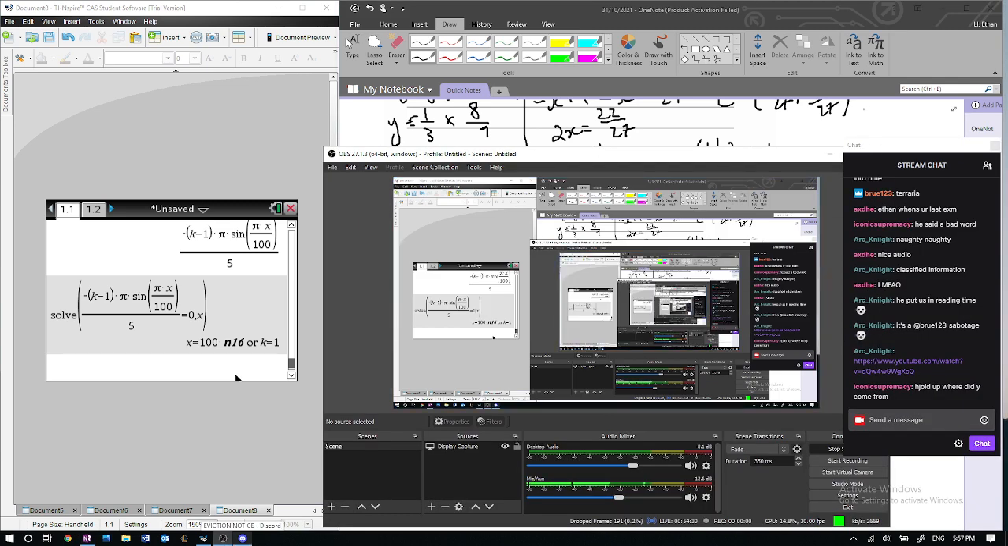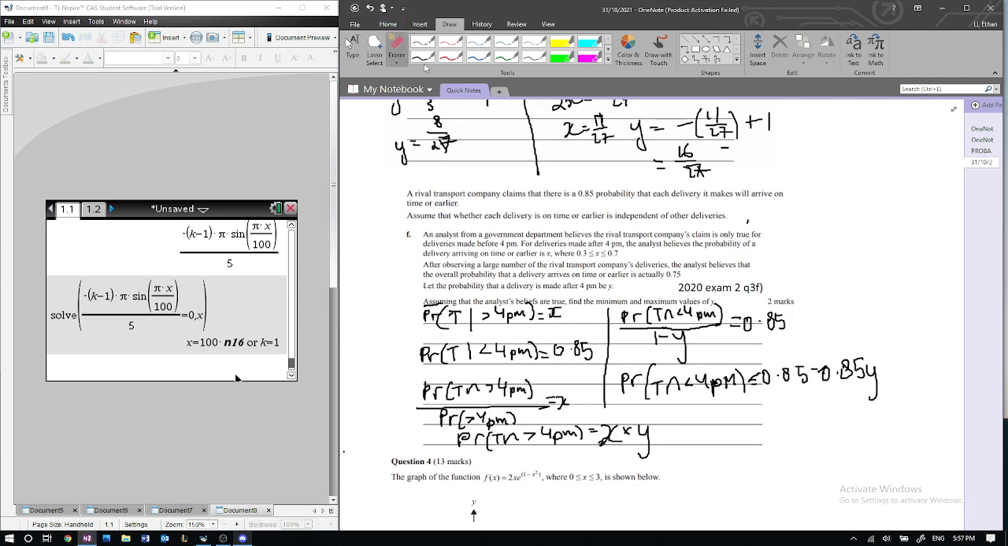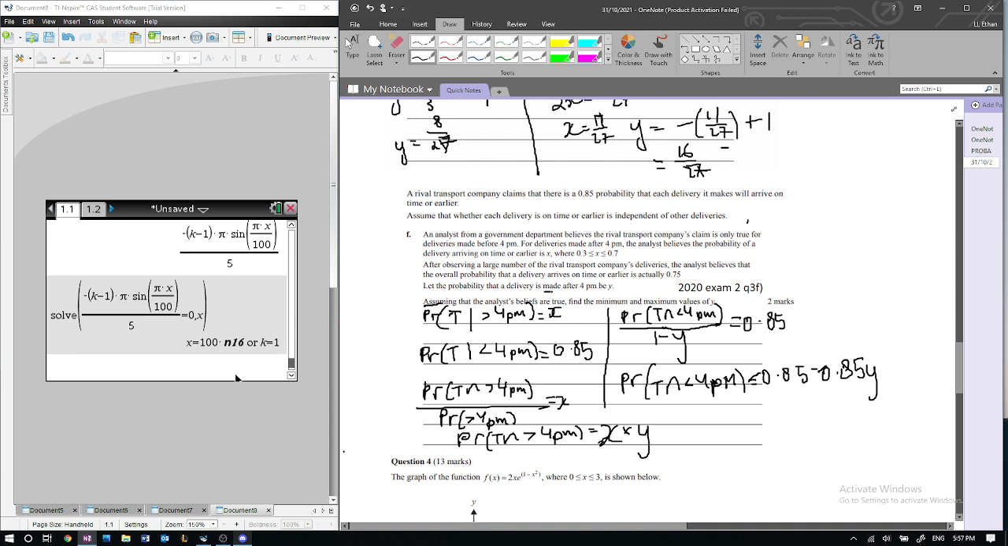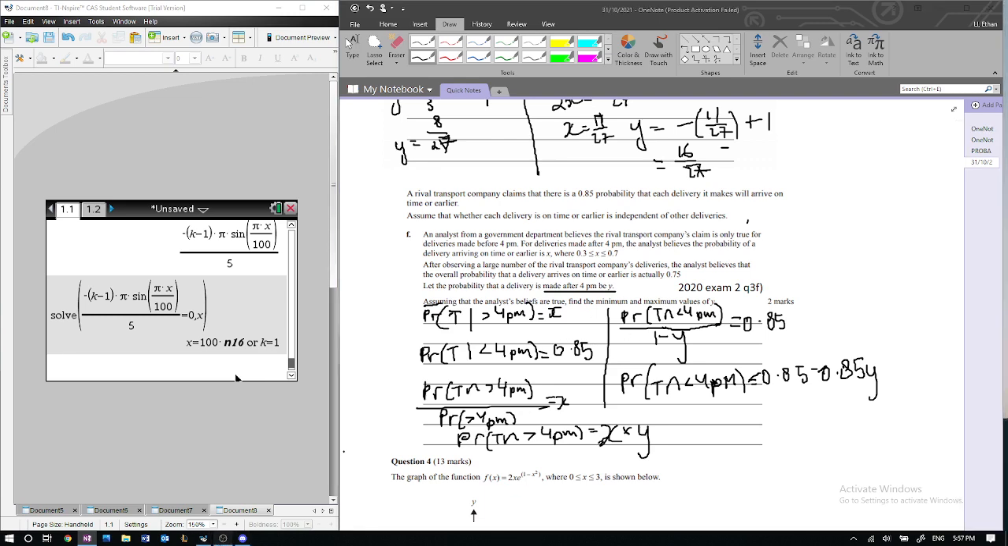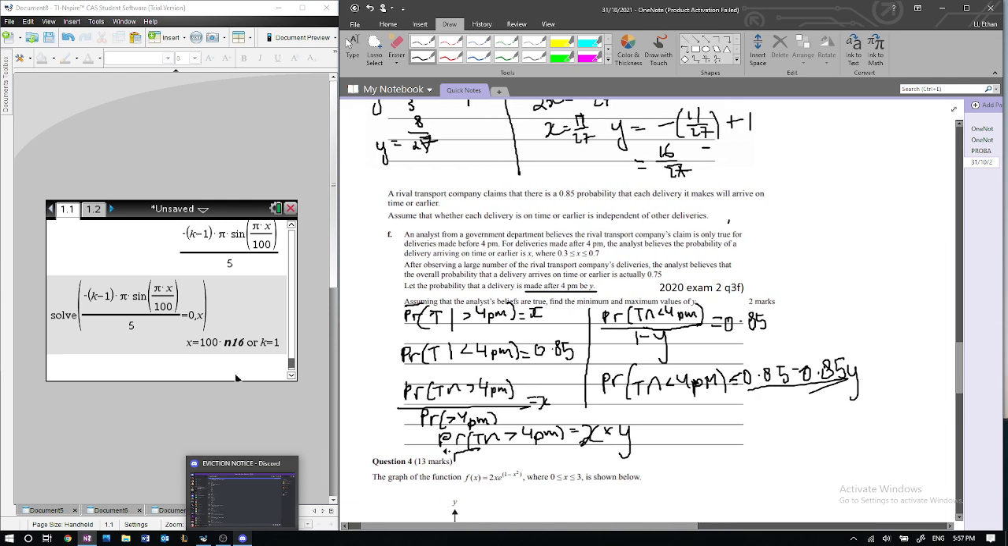Is that confusing anyone? Where did y come from? I got the y from here. It told me that the probability that a delivery is made after 4 p.m. is y. And when I wrote out my given probability formula, it's over the probability of after 4 p.m., and that's where the y comes from. The probability that something is after 4 p.m. is y, so I subbed in y there. Is that clear? Okay, so I end up with these two equations, and I've largely eliminated all the probability nonsense.